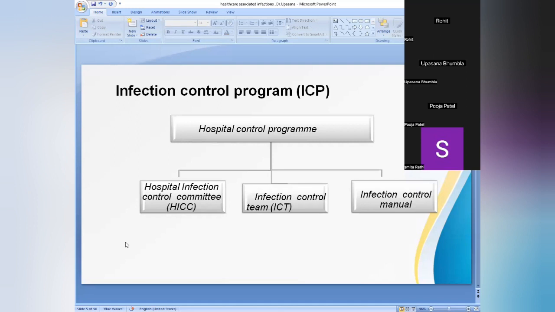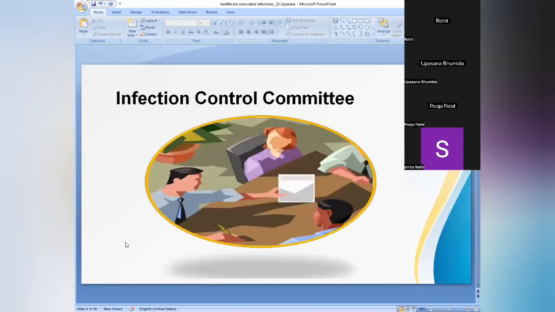In many places, we write the SOPs, but definitely somewhere on the shelves of our infection control rooms, they are lying down. It's not the purpose just to store and save it out there. We have to follow it on a day-to-day basis.